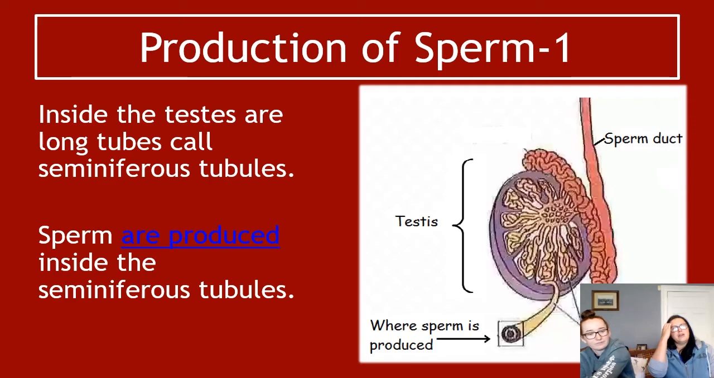Okay, so extra bits about production of sperm. Inside the testes are long tubes called seminiferous tubules. What we're looking at here on the diagram is one testicle that's essentially been sliced in half, and it kind of looks like an orange, and as said before, all those tubes that are curled up inside the testes are known as seminiferous tubules. The little yellow ones. Okay, and that is where sperm are produced.